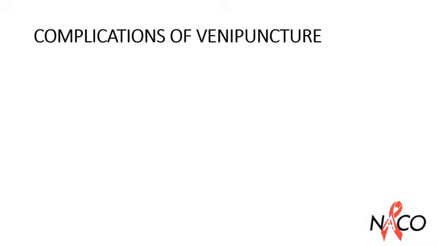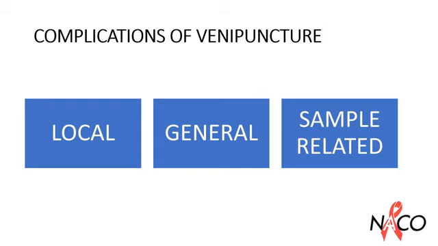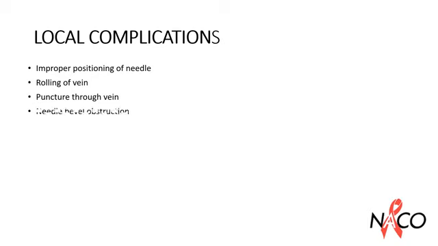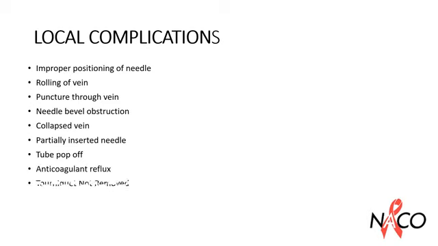Complications of venipuncture. The complications can be local, general, or sample related. Local complications can be improper positioning of needle, rolling of vein, puncture through vein, needle bevel obstruction, collapsed vein, partially inserted needle, tube pop off, anticoagulant reflux, tourniquet not removed, excessive bleeding, and petechiae.